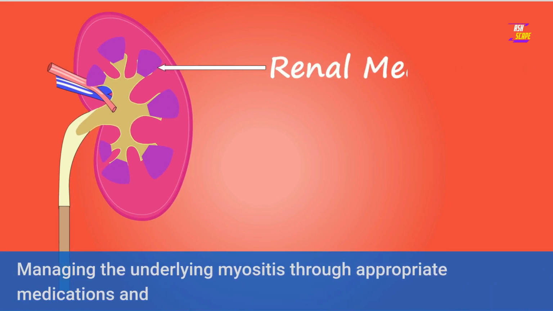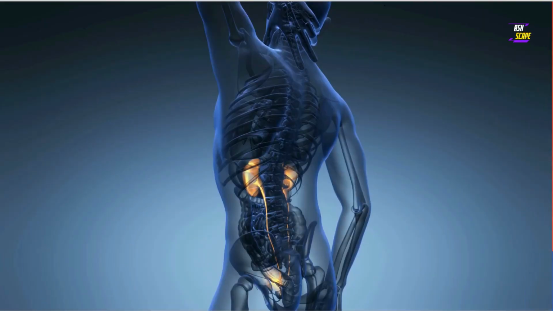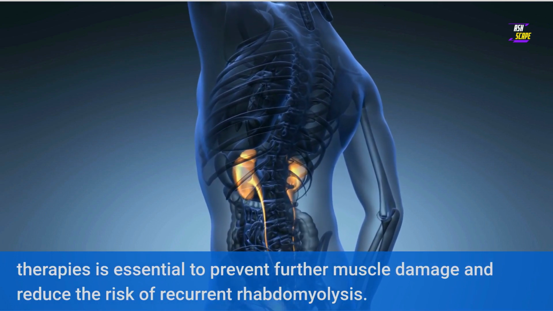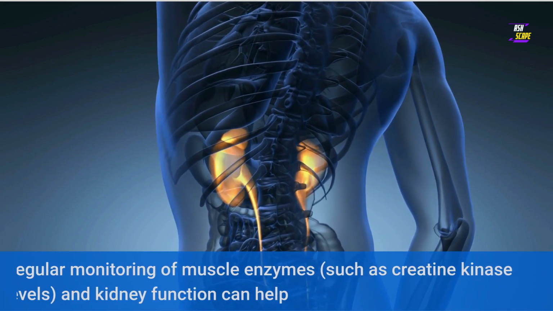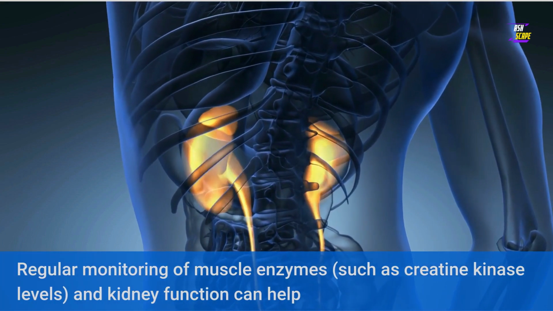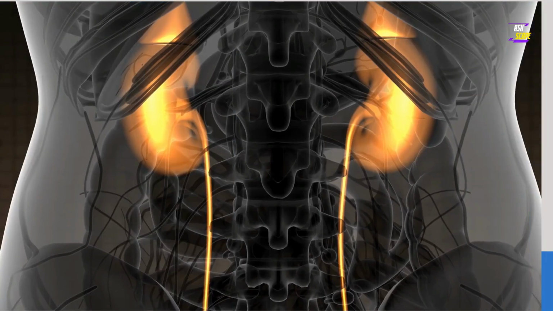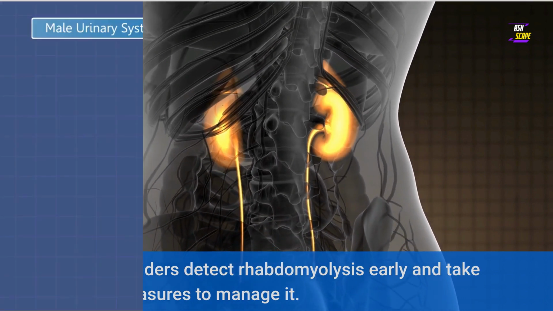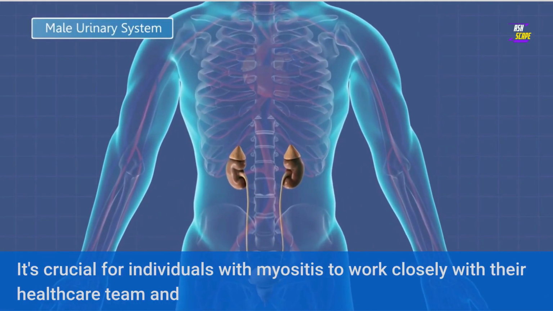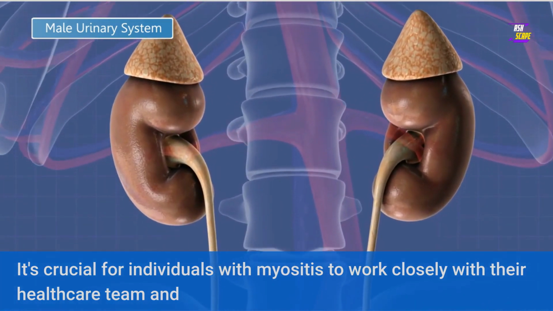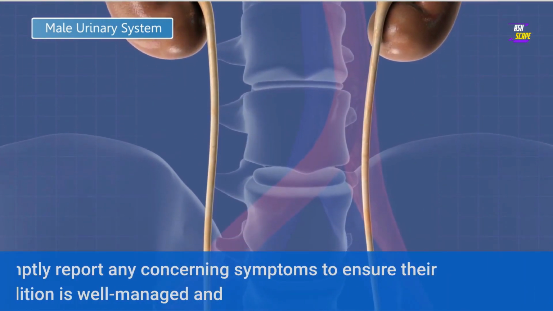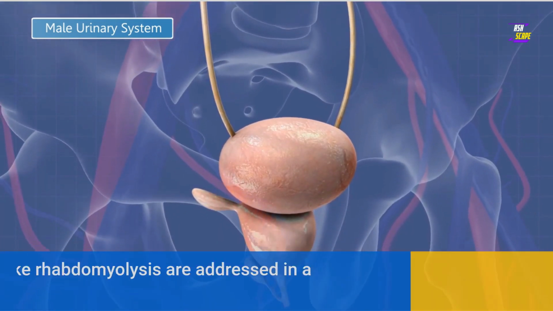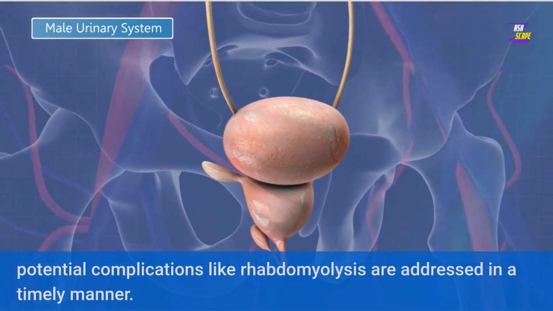Managing the underlying myositis through appropriate medications and therapies is essential to prevent further muscle damage and reduce the risk of recurrent rhabdomyolysis. Regular monitoring of muscle enzymes, such as creatine kinase levels, and kidney function can help healthcare providers detect rhabdomyolysis early and take appropriate measures to manage it. It's crucial for individuals with myositis to work closely with their healthcare team and promptly report any concerning symptoms to ensure their condition is well managed and potential complications like rhabdomyolysis are addressed in a timely manner.